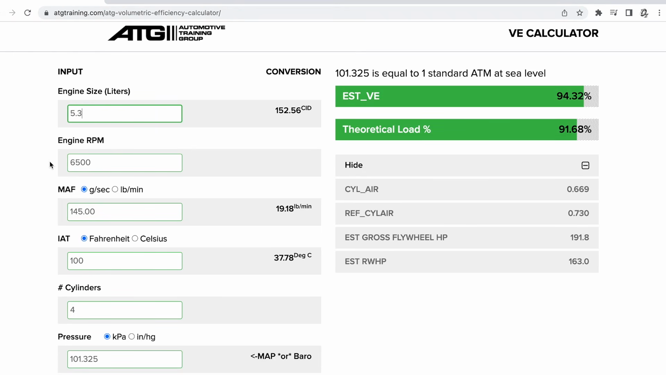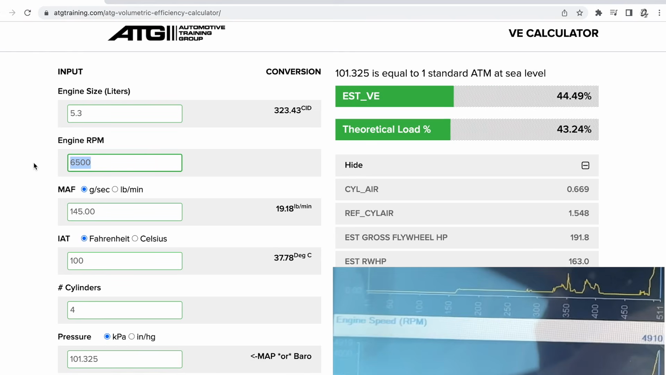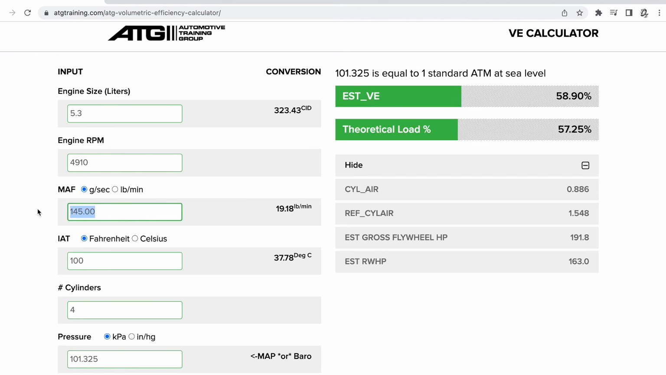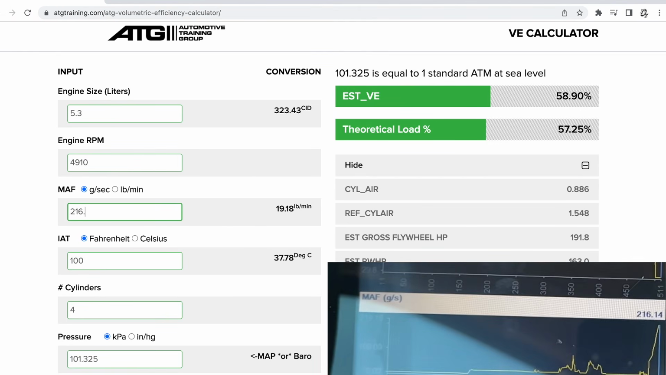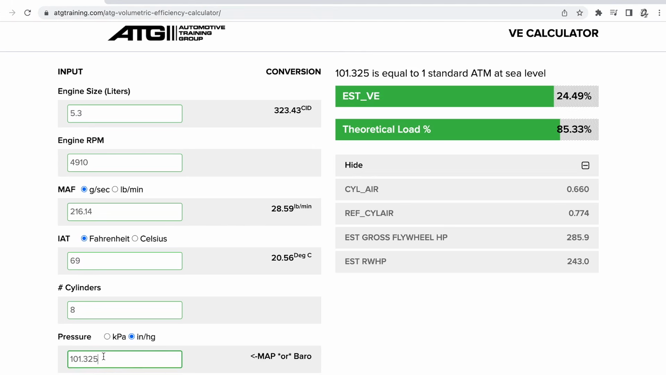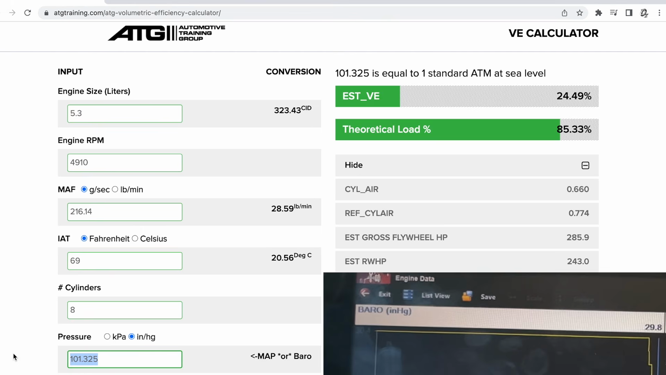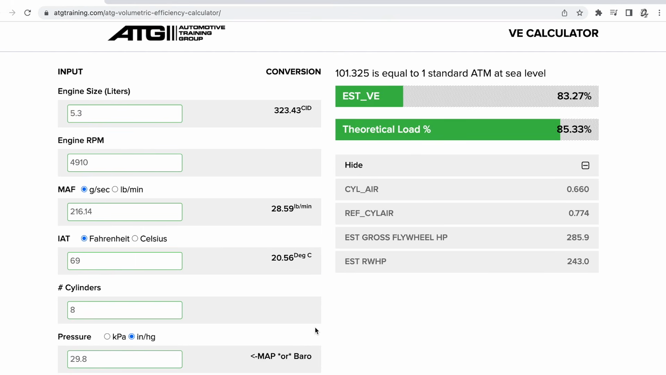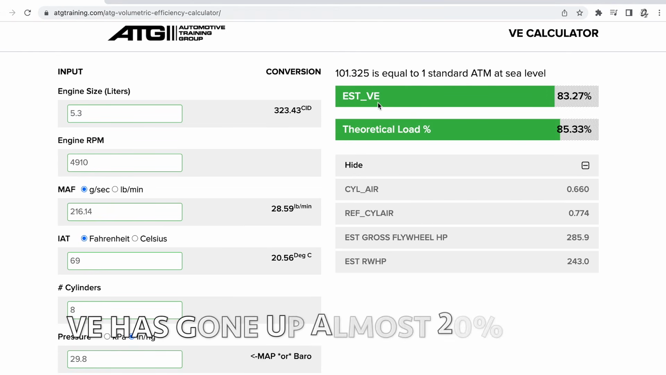So we got 5.3 liter engine, RPM right here 4910. Our mass airflow sensor, we're reading 216.14. Our air intake temperature sensor was about 69, what we got on our actual scan tool, and we have a V8. And if we go down right here, we're going to see our baro right here. So we're going to move it to inches of mercury, and right here on the scan tool we're reading 29.8 at the moment.